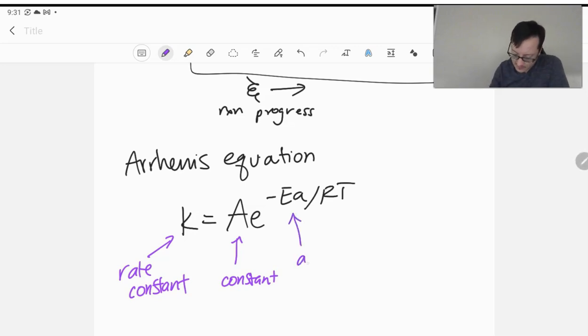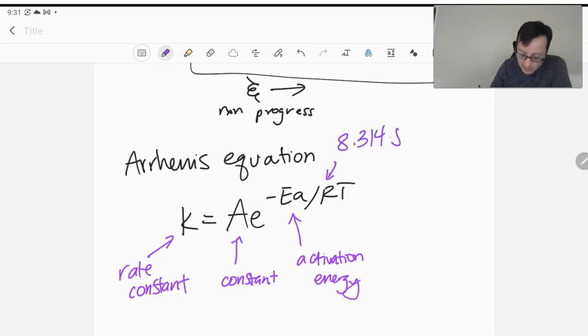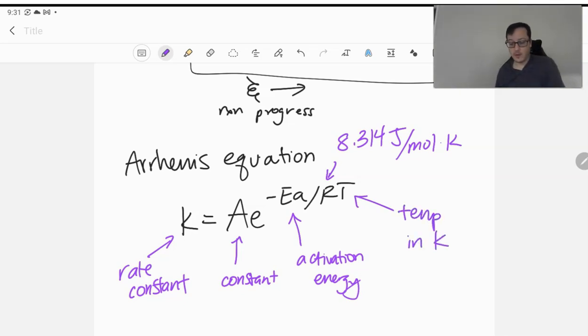Of course, EA, we have the activation energy. R, of course, is our gas constant, but typically we use the joule one because activation energies are given in joules or kilojoules. Notice we have joules per mole Kelvin again as our units. And then we have our temperature in Kelvin. And so this equation will allow us to calculate the rate constant for any reaction if we know its activation energy. Or if we know the rate constant, we can determine the activation energy based on doing some comparisons.